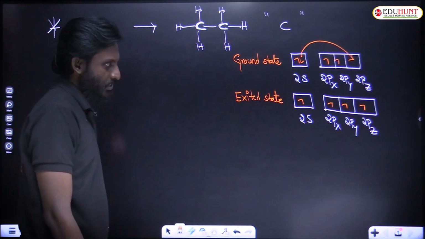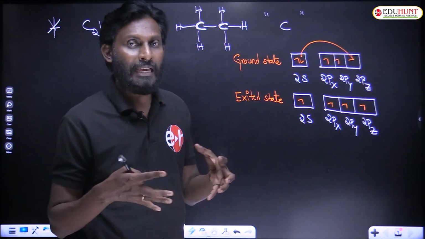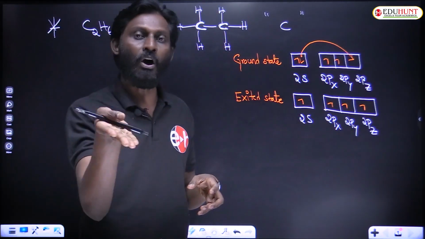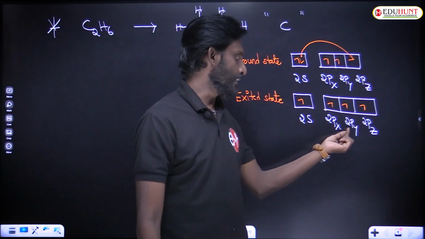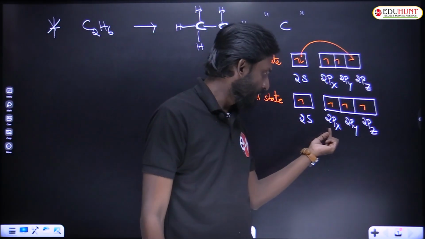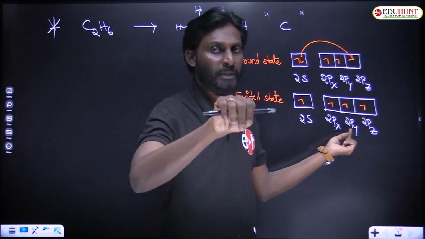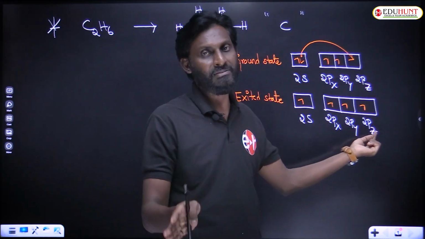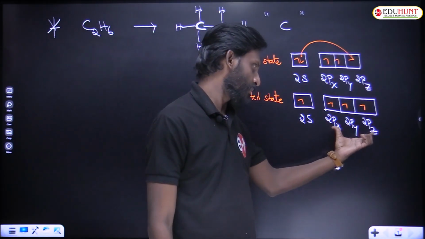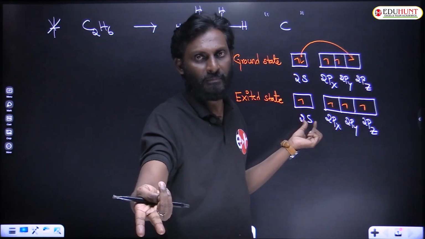Now what is hybridization? Hybridization is nothing but intermixing of atomic orbitals of nearly the same energy or the same energy. See, these 3 atomic orbitals, px, py, pz, belong to the same subshell, that is the p subshell. So these 3 will have the same energy, and the p orbitals and the s orbital will have nearly the same energy.